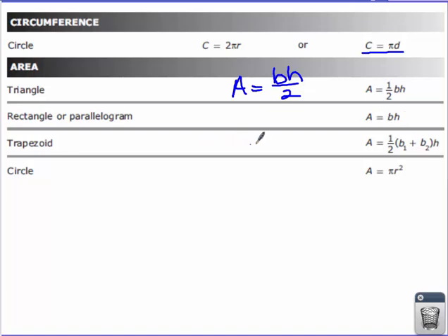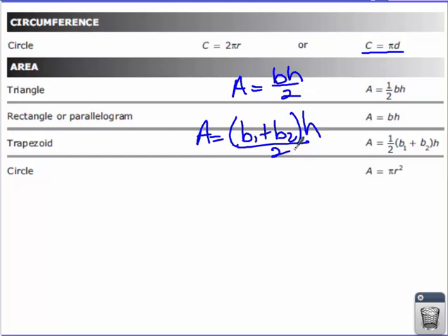Now for the trapezoid, I'll do the same thing that I did for a triangle. When I see this 1/2, that means I'm going to divide it by 2. So the formula that I will use is A is equal to b1 plus b2, which stands for the 2 bases, times the height, divided by 2.